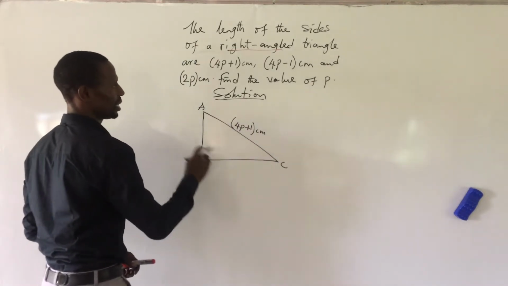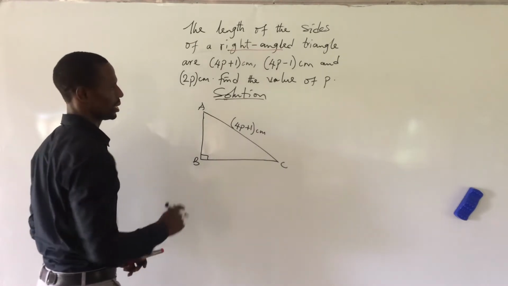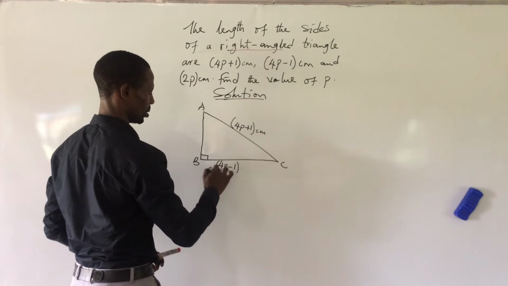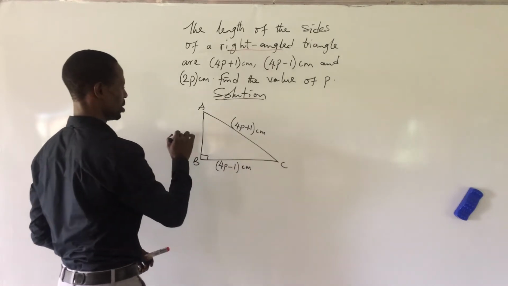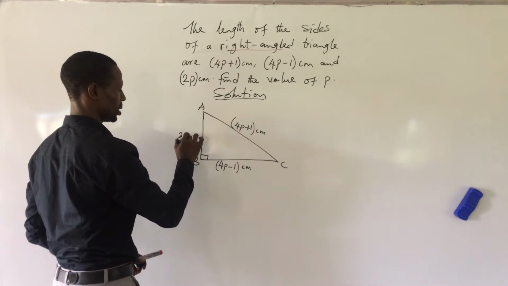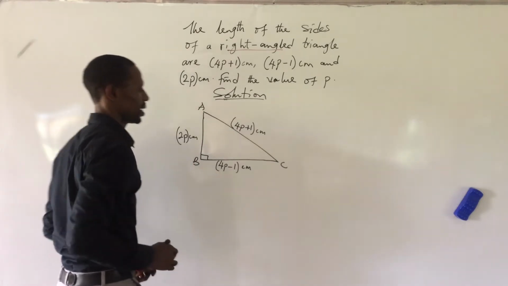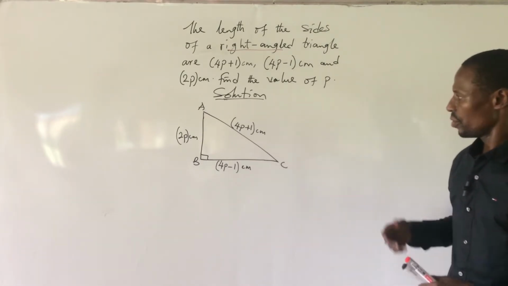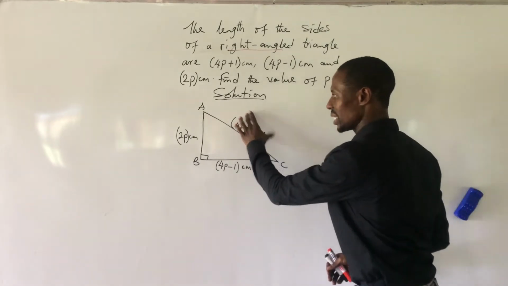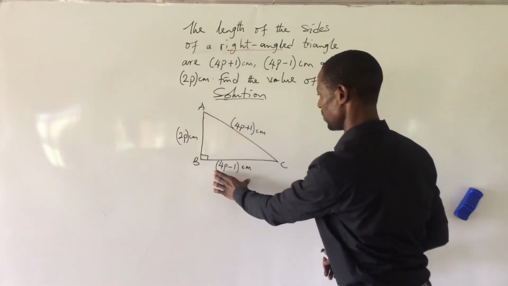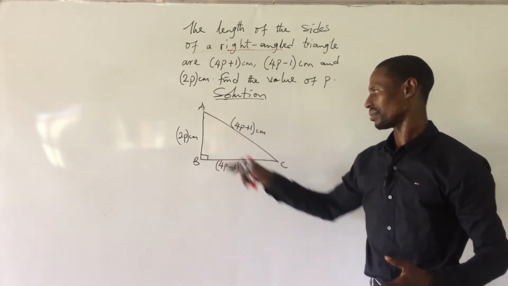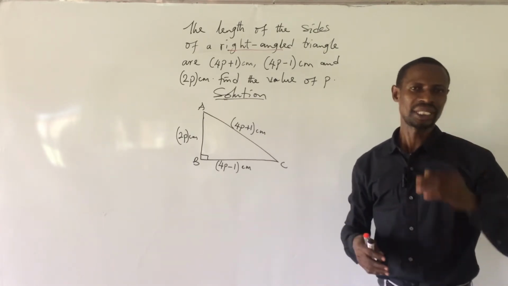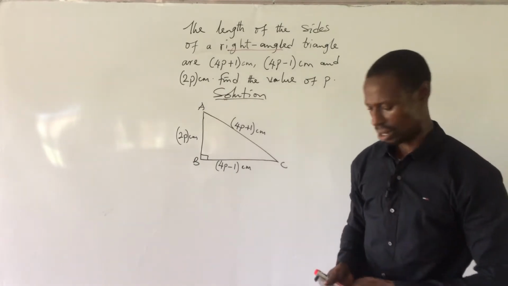Then we can give this other side, which is the adjacent, 4p - 1 cm, and this part 2p cm. All right, we can now go ahead to solve. Now from this, this side is given, this side is given, this side is given. No angle apart from the 90 degrees is given. So we use what is called the Pythagoras formula or theorem.